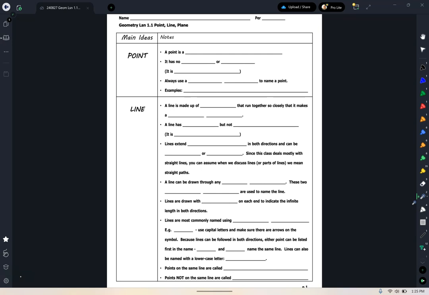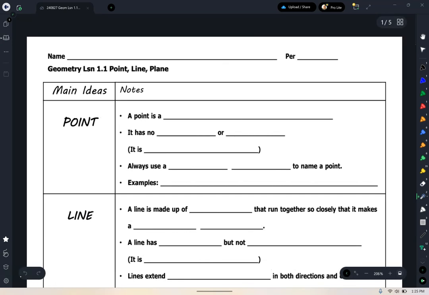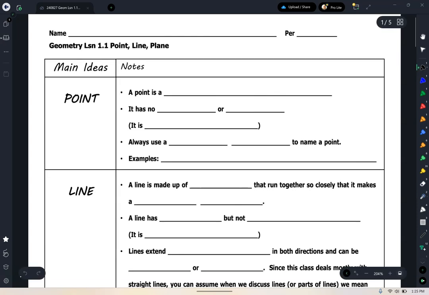So we're going to start at the very beginning of where Euclid started, and we're just going to look at some foundational words so that I can use them with you as we begin to talk about our first unit of geometry. All right, so we're going to start right here at the beginning with a point. So a point is a location in space.